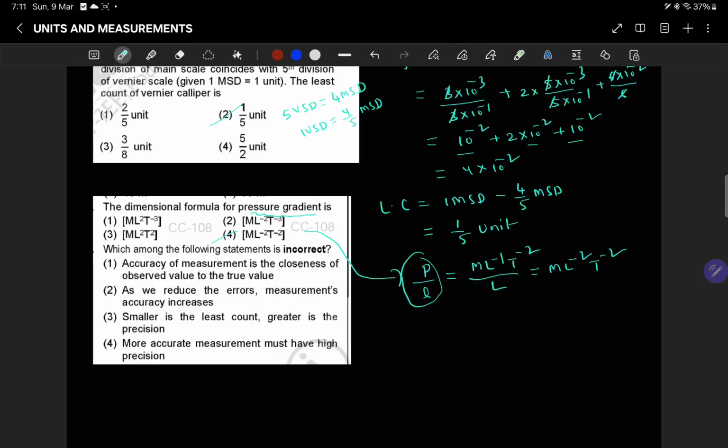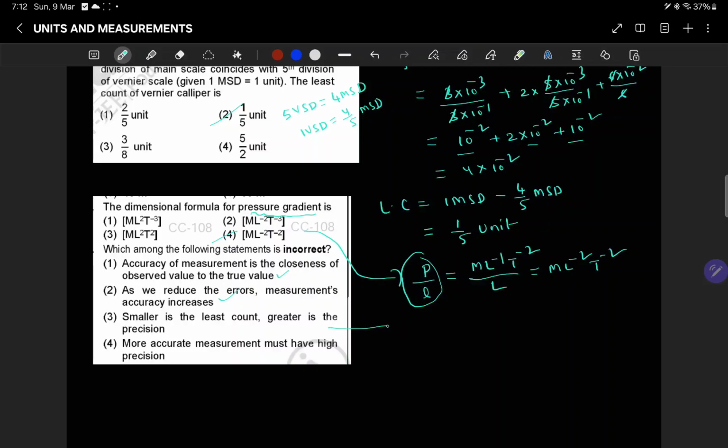Next, among the following statements, which is incorrect. Accuracy of measurement is closeness of observed values to the true value. Correct, students. Accuracy is how close the measured value is to the true value. Next, as we reduce errors, the accuracy of measurements increases. Yes, students. Errors decrease means accuracy increases. Correct. Smaller the least count, greater the precision. Smaller least count means precision is more.